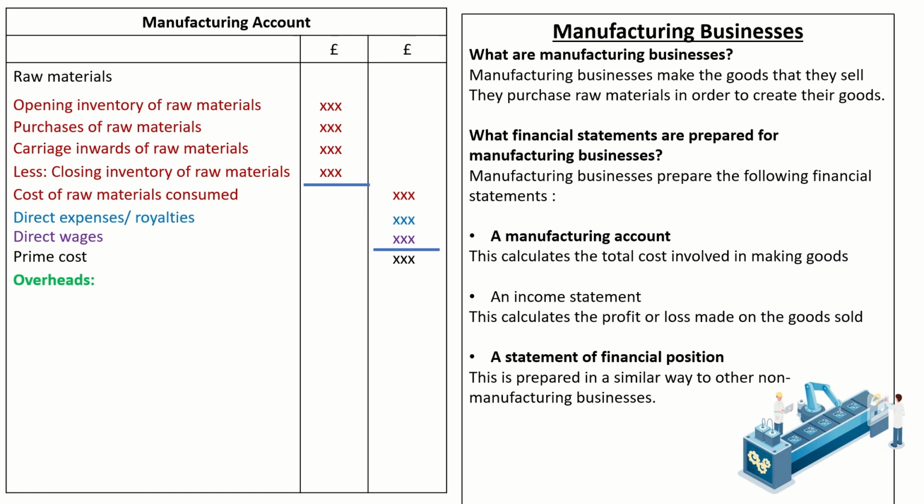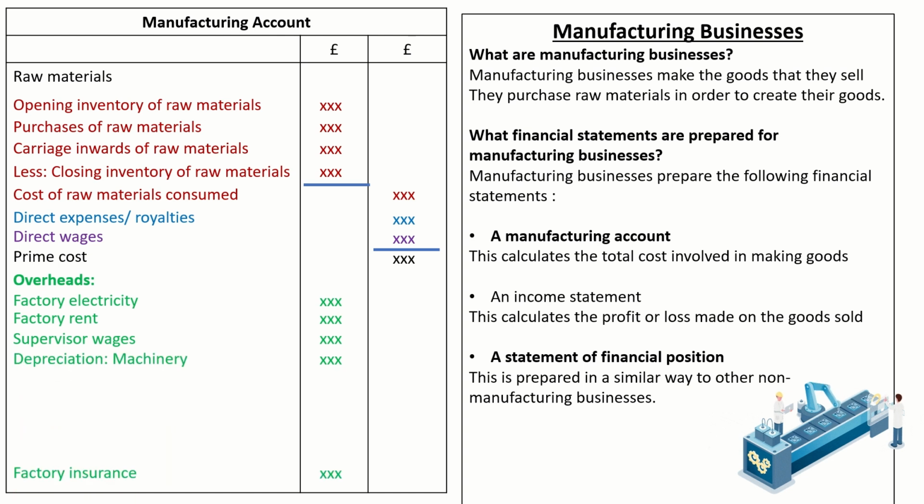Next, add up the overheads. These are all indirect expenses related to manufacturing, such as factory electricity, factory rent, supervisor wages, depreciation of machinery, factory insurance. There are many more. I've taken a few examples in order to construct the manufacturing account. By adding up all these, you find the total overhead cost or the indirect expense.